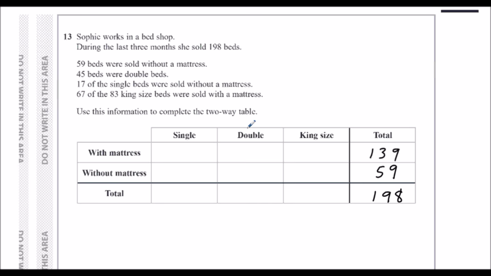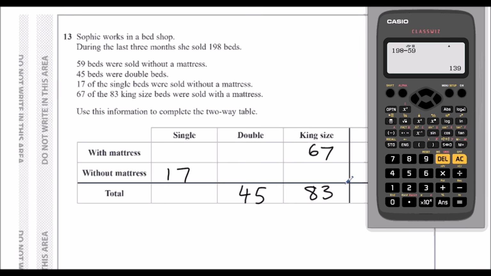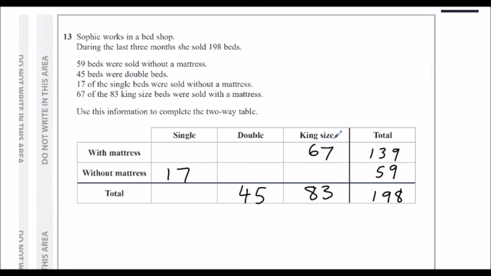45 beds were double beds. So double is 45. 17 of the single beds were sold without a mattress. So single without mattress is 17. 67 of the 83 king size beds were sold with a mattress. So king size, there are 83, and 67 of them are with a mattress. So now we can just complete this table. So 83 take away something is 67. 83 take away 67 is 16.